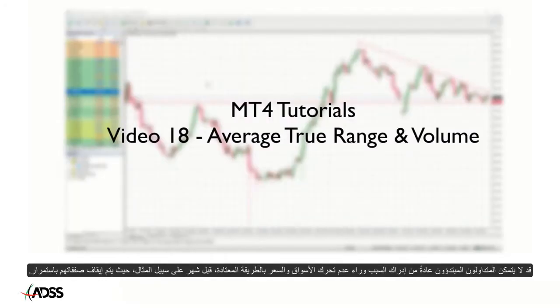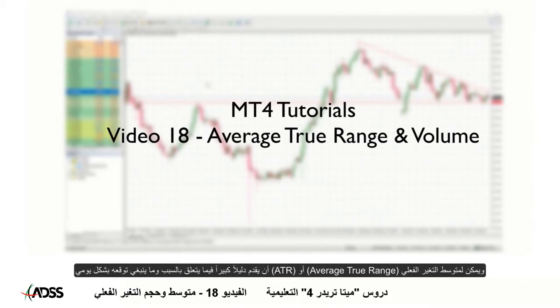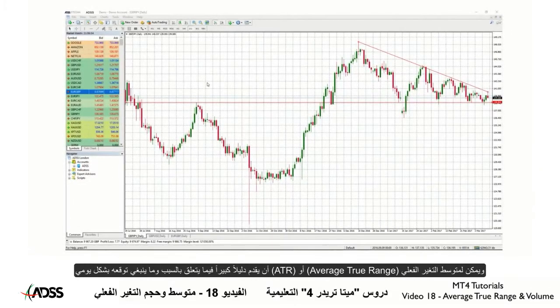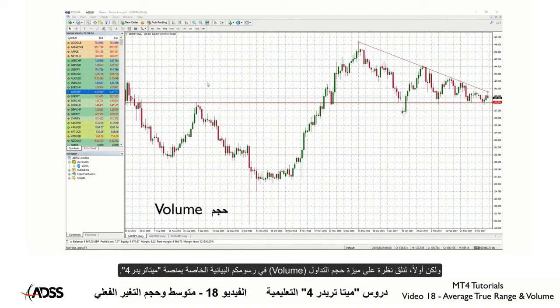Often, beginning traders cannot understand why the markets and price action aren't moving the way they were, say, a month ago, and they keep getting stopped out. The average true range can offer a huge clue as to why and what to expect day by day. But first, let's take a look at the volume feature on your MT4 charts.